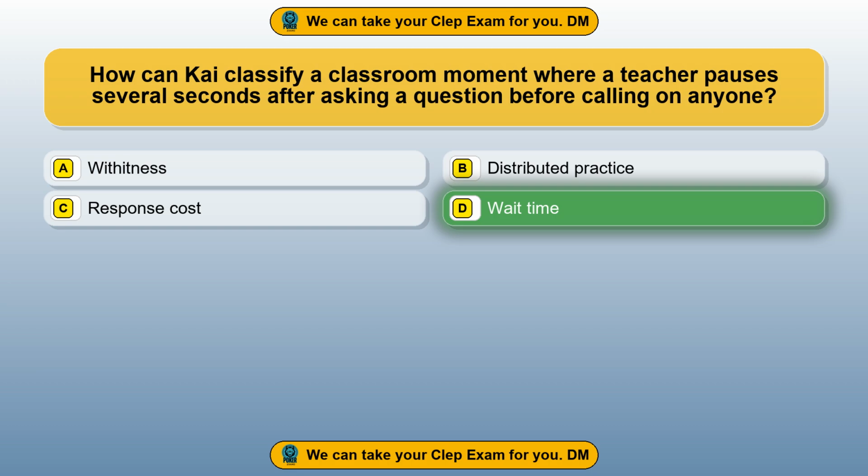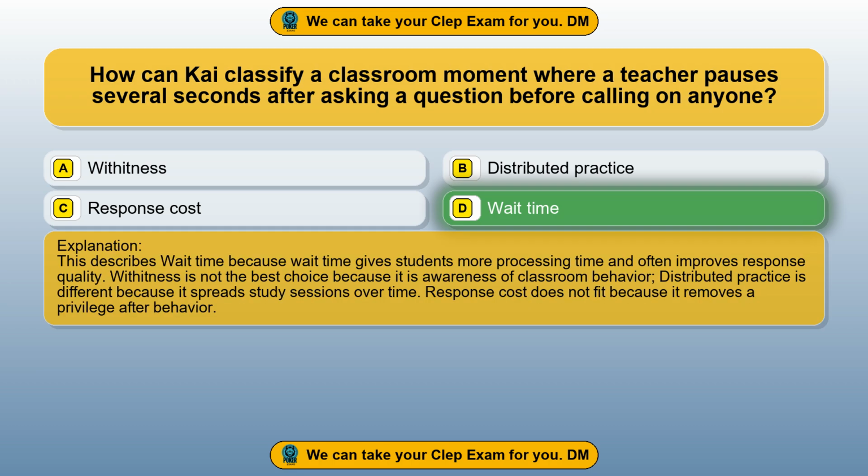Wait time. This describes wait time because wait time gives students more processing time and often improves response quality. Witness is not the best choice because it is awareness of classroom behavior. Distributed practice is different because it spreads study sessions over time. Response cost does not fit because it removes a privilege after behavior.